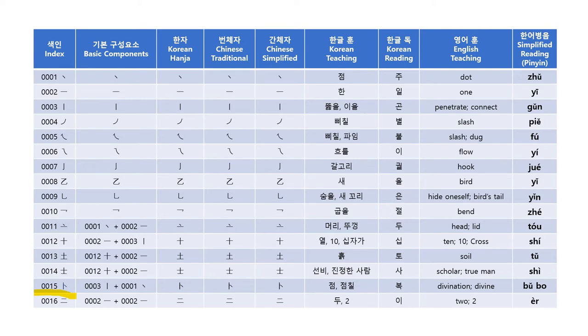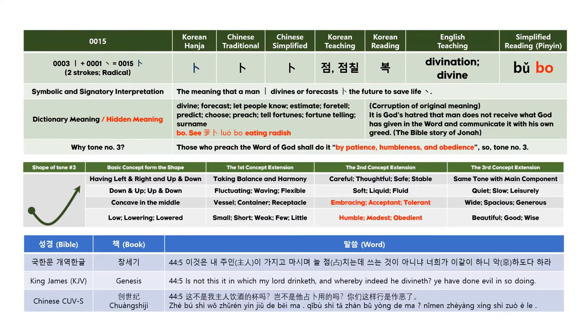This time, the 15th character, this character meaning divination, divine. On the index we are here. In Korean language, 점복, 점칠복. Jeom means divination, Jeomchil means divine. The South Korean pronunciation of this character is Bok. Jeombok, Jeomchilbok, divination, divine.